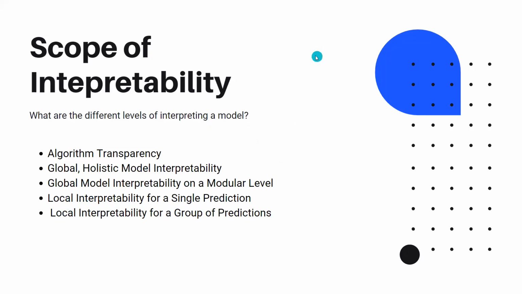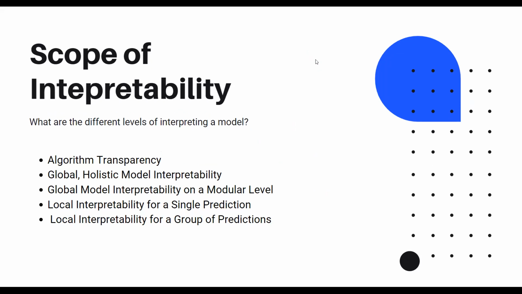Now, local interpretability for a single prediction. Something could lead to, for logistic or linear regression, dependence of one feature could lead to complications on interpretability.